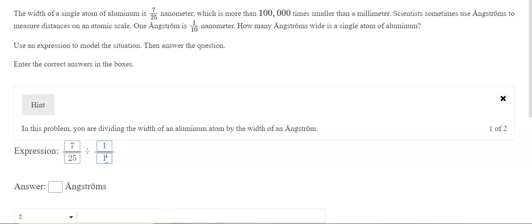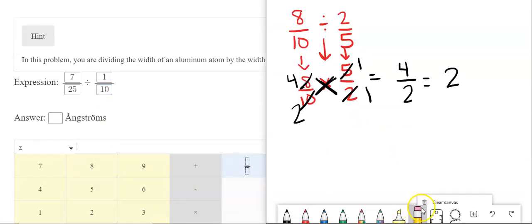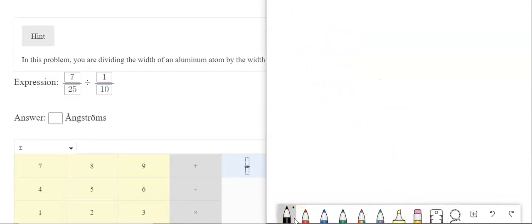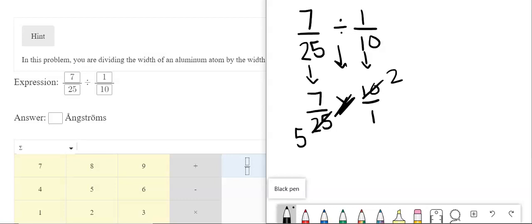Okay, let's get our work page out. So we have 7 over 25 divided by 1/10. The first fraction comes straight down. The division sign changes to multiplication, then we flip the second fraction. I'm looking at my 5 and my 10. I know 5 can go into 10 twice, and I know 5 can go into 25 5 times. 7 times 2 is 14, and 5 times 1 is 5.